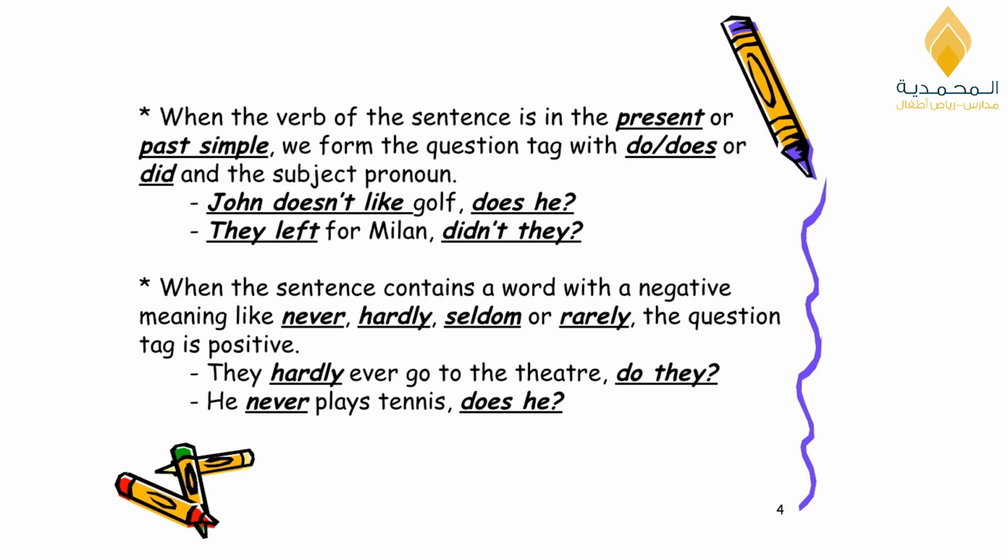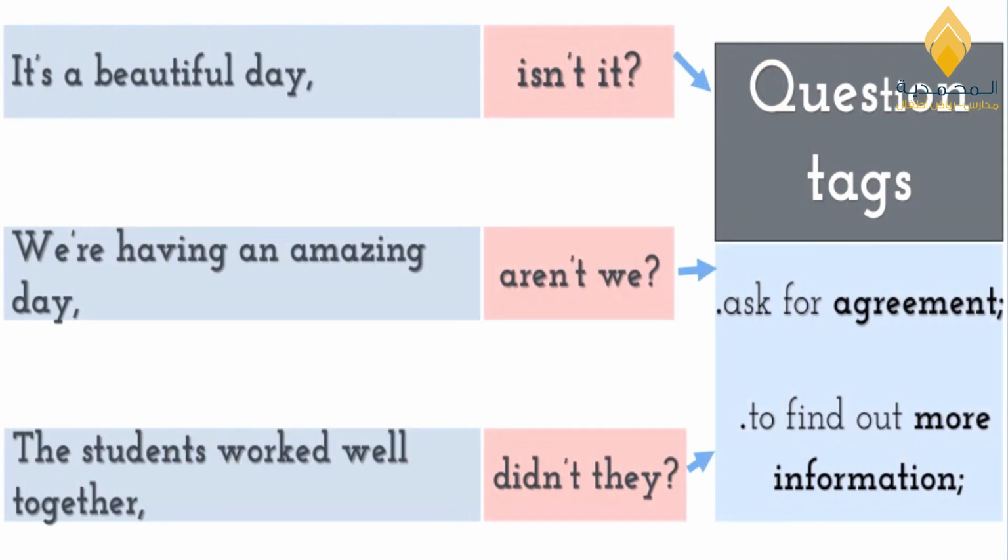When the sentence contains a word with a negative meaning like never, hardly, seldom, or rarely, the question tag is positive. They hardly ever go to the theater, do they? He never plays tennis, does he? We use question tags to ask for agreement or to find out more information. It is a beautiful day, isn't it? We're having an amazing day, aren't we? The students worked well together, didn't they?